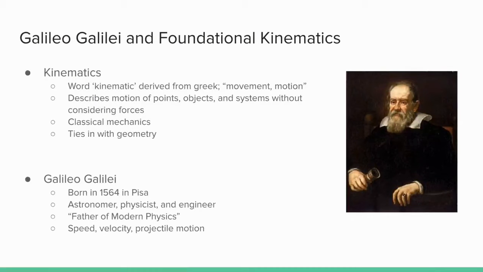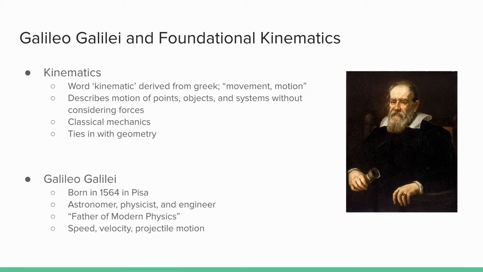Before we look into specific examples, we need to understand what kinematics actually is. The word is derived from Greek and means movement or motion, which is essentially what is being studied. It describes the motion of objects or systems without considering forces that are acted on it. It is part of classical mechanics, which means the past and future state of an object can be determined if the present state is known. It ties in with geometry, and a lot of missing information can be solved using geometry, as we will later see.